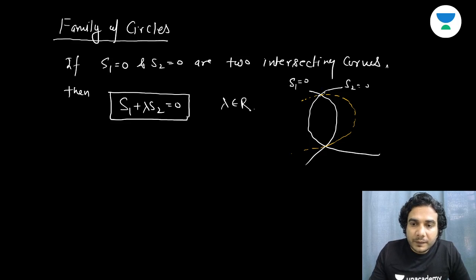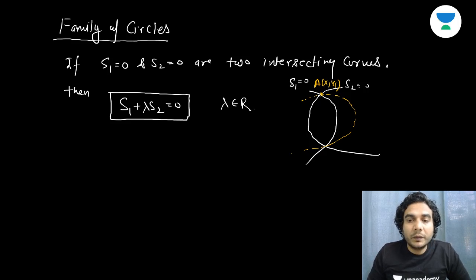Why? Because let's say A, (x1, y1), is the point of intersection of S1 and S2. So it will satisfy both the equations, S1 as well as S2. That means if you put x1, y1 in S1, it will become 0. 0 is equal to 0. And if you put this point in S2, this will also become 0.